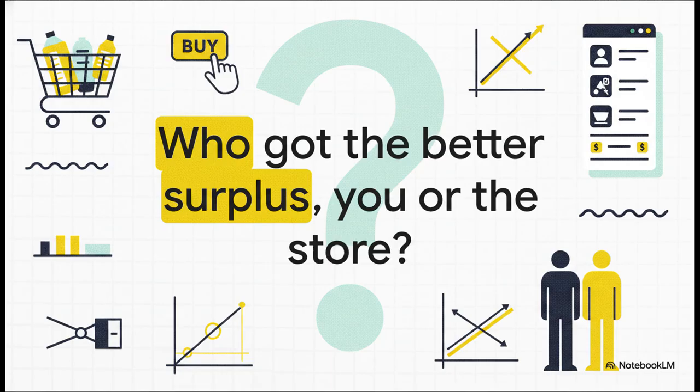Next time you're standing in line, looking at a menu, or just browsing an online cart, I want you to remember the forces at play. Ask yourself, is this good elastic or inelastic? And when you finally click buy, ask yourself, who actually got the better surplus today, me or the store?